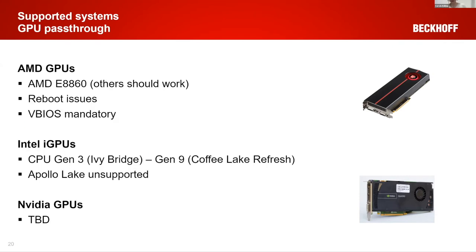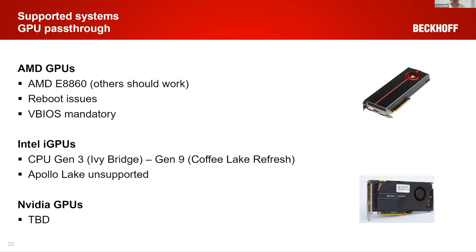So for AMD GPUs, I'm using an E8860 for my research. But from some FreeBSD users, I heard that other AMD graphics cards should work too, but you may encounter some reboot issues. Especially for Linux, and I guess for FreeBSD too, a video BIOS will be mandatory to get GPU pass-through working. For Intel GPUs, you need a CPU from generation 3 to 9, so from Ivy Bridge to Coffee Lake Refresh. Newer CPUs aren't supported currently, but I'm going to work on that. Another architecture which isn't supported is Apollo Lake.